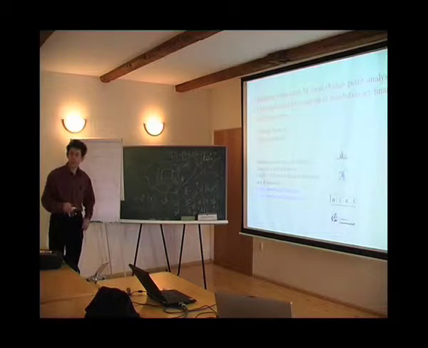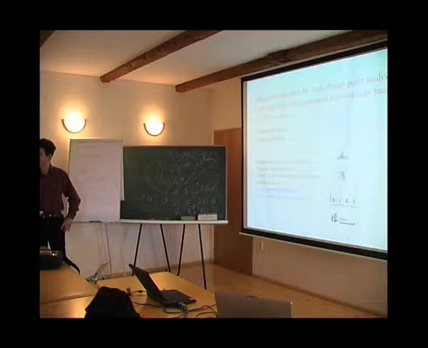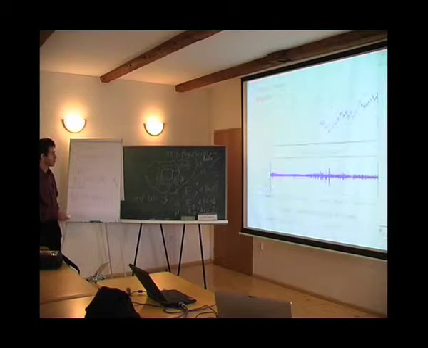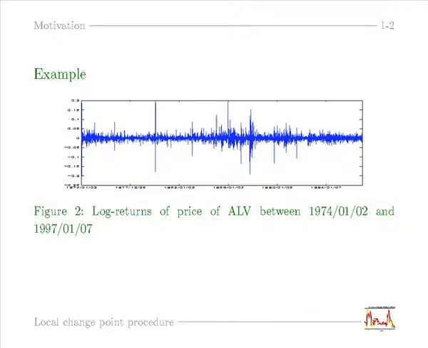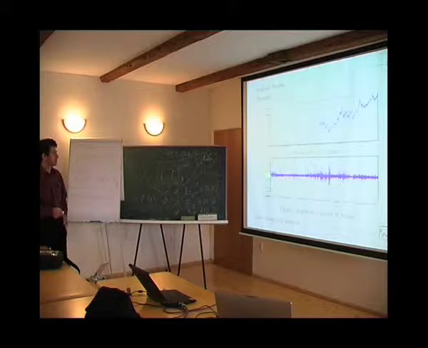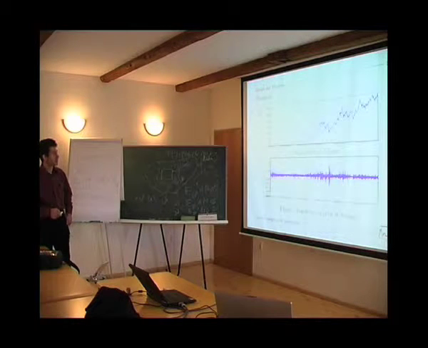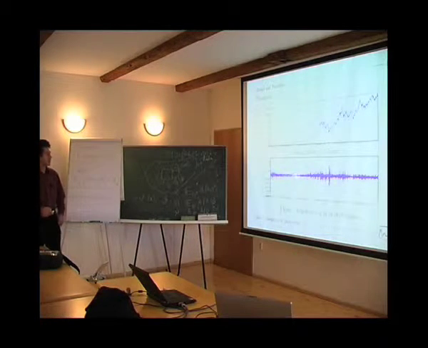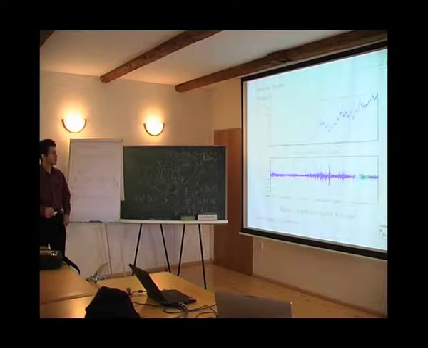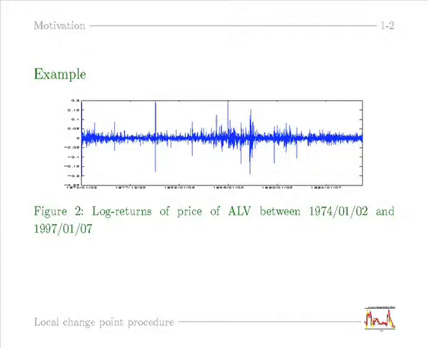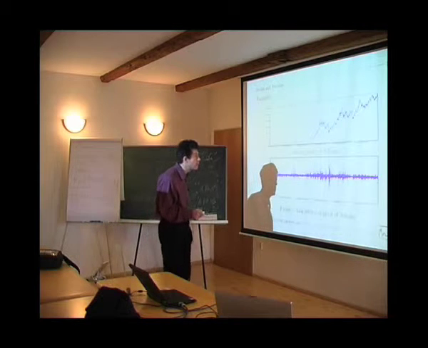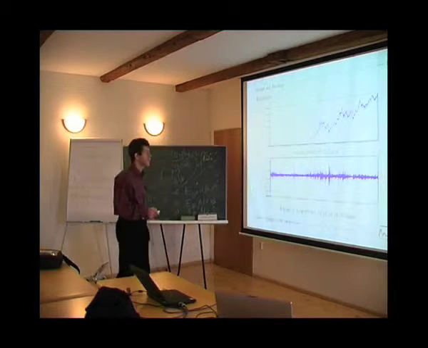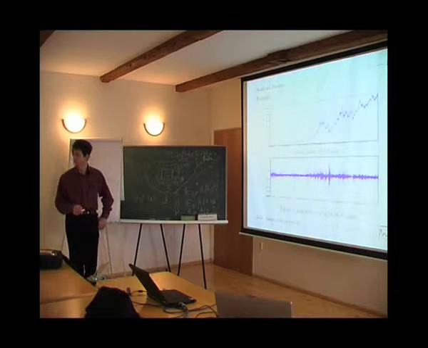Why we are not so happy with the local model selection, and why we draw this local change point. But first I show a couple of motivating examples. So what you see here is the stock price of Allianz, and this is the corresponding daily returns for the time interval from the beginning of 74 to the middle of 94, so more or less 20 years.